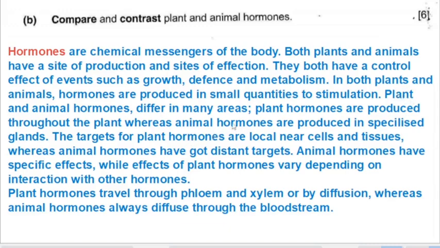Plants and animals differ in many areas. Plant hormones are produced throughout the plant, whereas animal hormones are produced in specialized glands. The targets for plant hormones are local, near cells and tissues, while animal hormones have distant targets. Animal hormones have specific effects, while the effects of plant hormones vary depending on the interaction that plants have with other hormones. We can also say that plant hormones travel through the phloem and the xylem vessels by diffusion, whereas animal hormones always diffuse through the bloodstream. So this is how we can give the comparison between plant hormones and animal hormones.